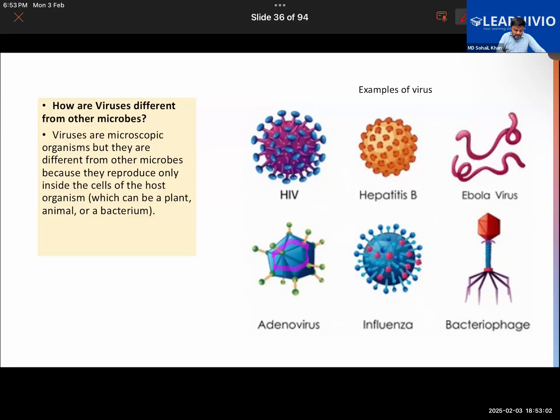So I was saying that they are microscopic, but they're different from others because they reproduce only inside the cells of the host organism. So it could be anything. It could be even a bacteria. They can grow within the cell of a bacteria also. Right? So they cannot replicate on their own. They require a host cell in order to survive and reproduce. Right? So they are considered as non-living outside of a host cell. These are some of the examples: HIV, hepatitis B, Ebola virus, adenovirus, influenza, and bacteriophage.